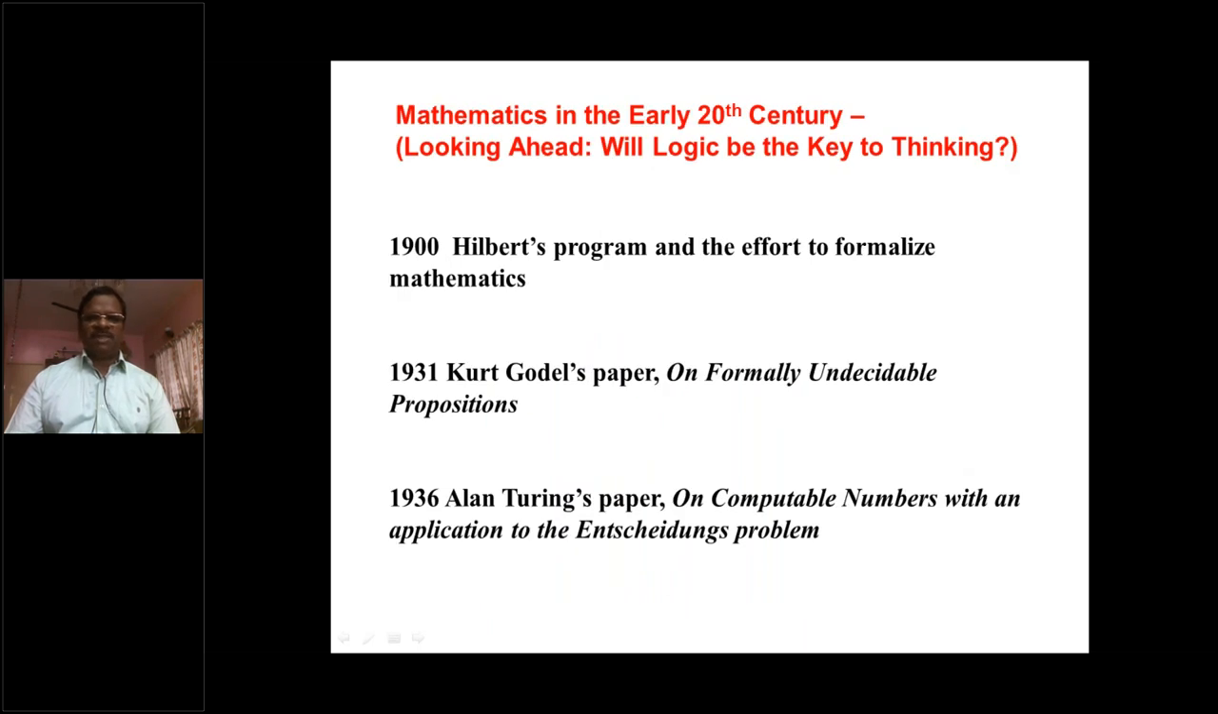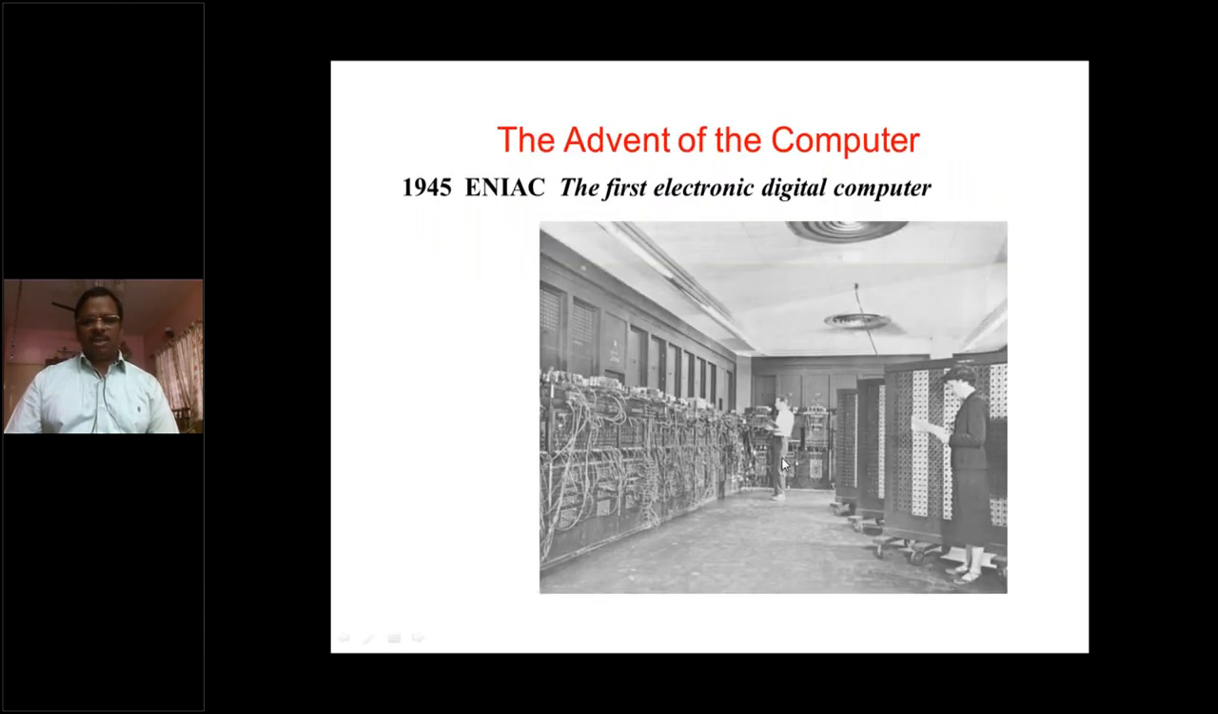Now, what is mathematics in the early 20th century? 1900, Hilbert's program; 1931, Kurt Gödel's paper; and 1936, the Turing machine was invented by Alan Turing. This information is easily acceptable. The advent of the computer: in 1945, the first electronic digital computer, ENIAC, was invented.